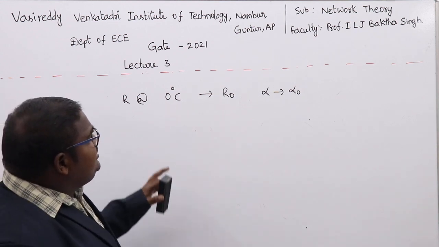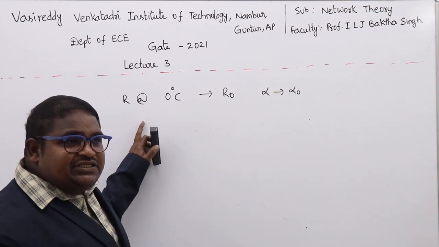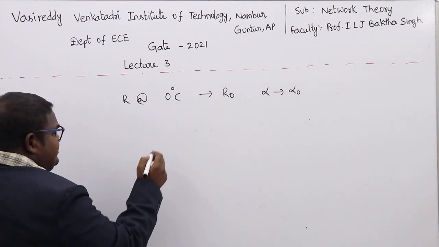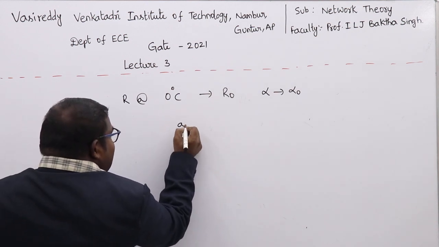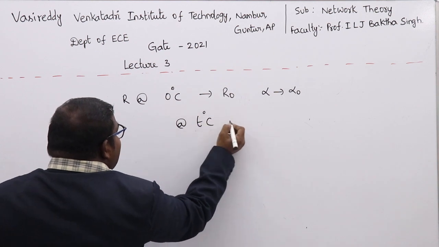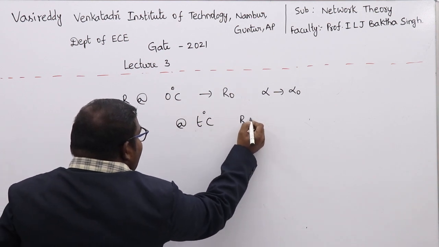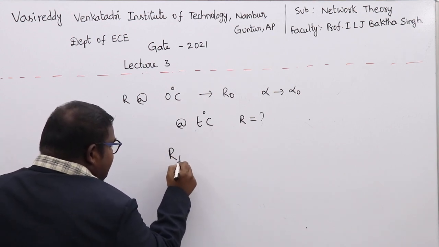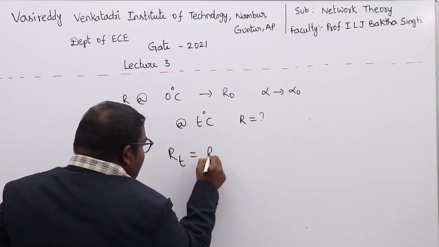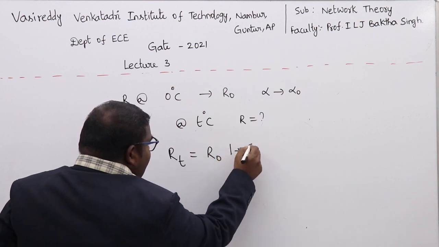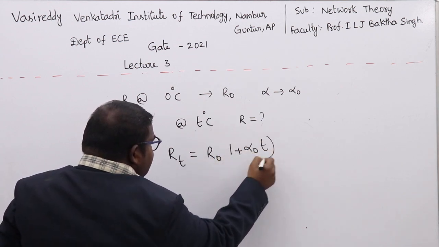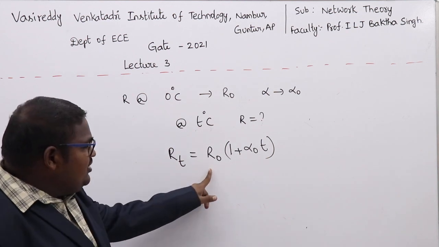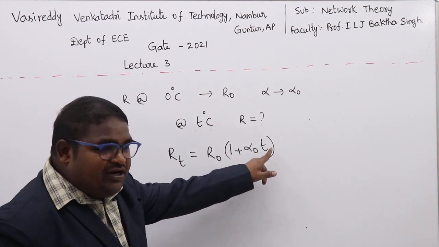Now my objective is to find out the resistance of the material at some temperature, that is, at T degree centigrade, what is the value of R? We have the formula, RT is equal to R naught into 1 plus alpha naught into T. This is very, very important.